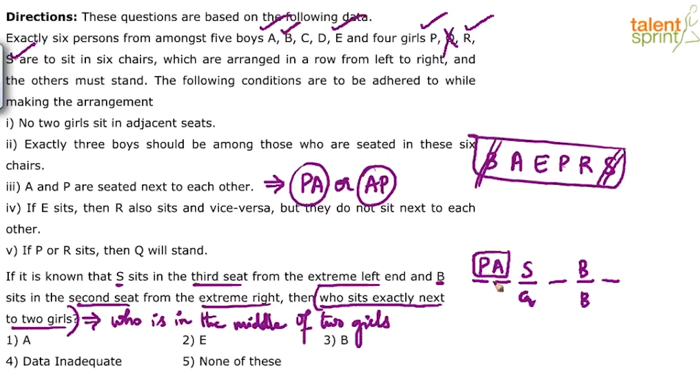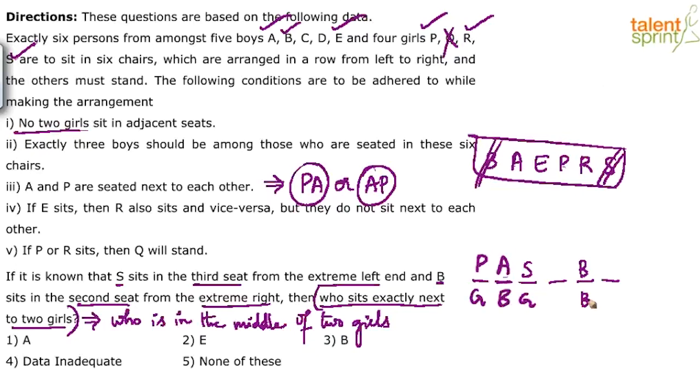Moreover, it cannot be AP. Why? Because if you arrange A and P here, P is a girl, S is also a girl, and the 2 girls have come together. Is it allowed? Not allowed. No 2 girls sit next to each other. So P cannot come in the second position. P has to come in the first position itself. So I can fix their positions: the first position is P and next it is A, so that we follow the condition that no 2 girls are adjacent. So girl, boy, girl, and this is boy.